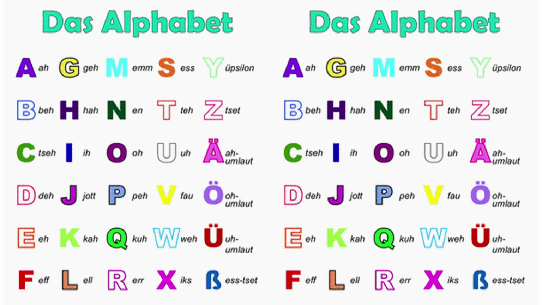J is yacht. Then K is ka, L is L, M is M, N is N. Same as in English. O is same as in English. P is pe. Q is ku. R is er. Sometimes it sounds like that but it's R. So S is S, T is T, U is U, V is Vau, W is V, X is X, Y is Upsilon, Z is Tset.